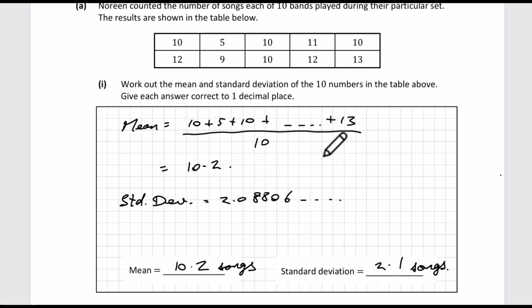You get 10.2 songs. The standard deviation, there is a manual way of doing it, but the best way to do this is just to type it into your calculator. You should really know how to do that. It varies from calculator to calculator, but whatever calculator you have, you should know how to do that. It'll actually do the mean as well, and a few other things, but in this case, you can type these numbers into your calculator, look up the mean, look up the standard deviation, and you'll get these two numbers here.